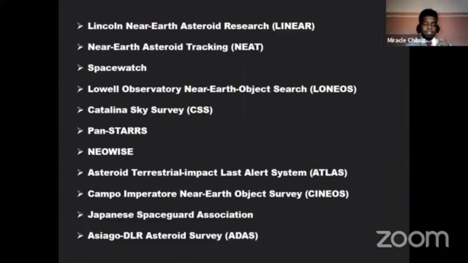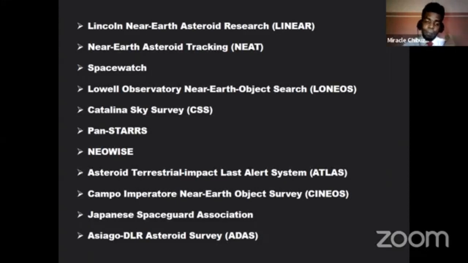So since 2013 till now, there has been a number of surveys set up by different government agencies, Japanese, American, European. They have built space programs, space telescopes, and ground-based telescopes to be scanning the sky, like a security CCTV. They are always scanning the sky, monitoring and searching for these near-Earth asteroids.